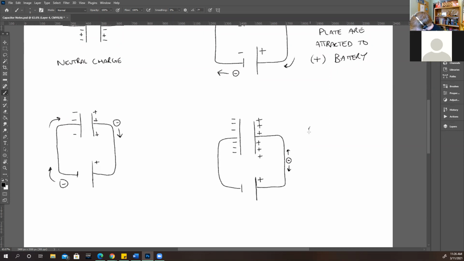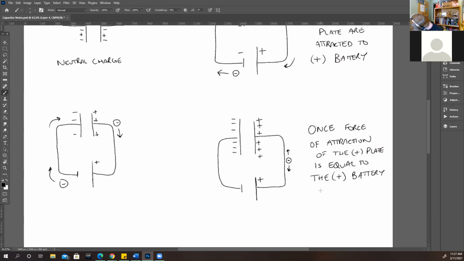So once the force of attraction is equal to the positive side of the battery, the electron flow stops. Okay.